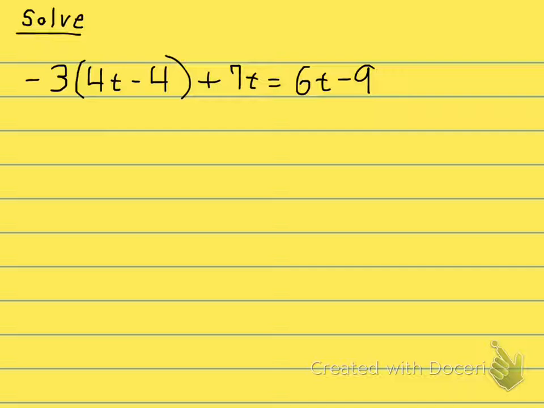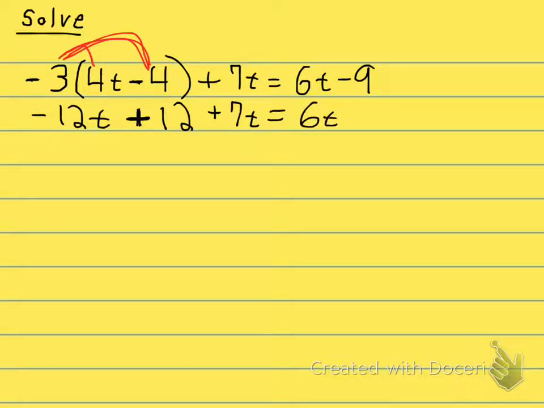Okay, step 1, solving a linear equation. You remember what it is? Distribute. Okay, I do have distributing here. I'm going to distribute here and here. So when I multiply, negative 3 times 4t is negative 12t. And then negative 3 times negative 4, a negative times a negative is a positive. Very important. A lot of people make that mistake. A negative times a negative is a positive. All right, 3 times 4 is 12. I drop down my plus 7t, I drop down my equals, I drop down my 6t, and my minus 9.